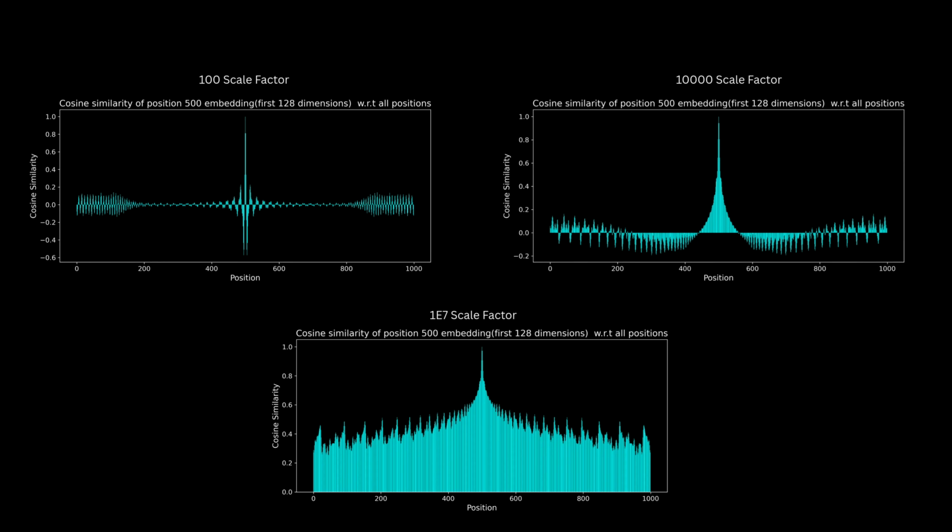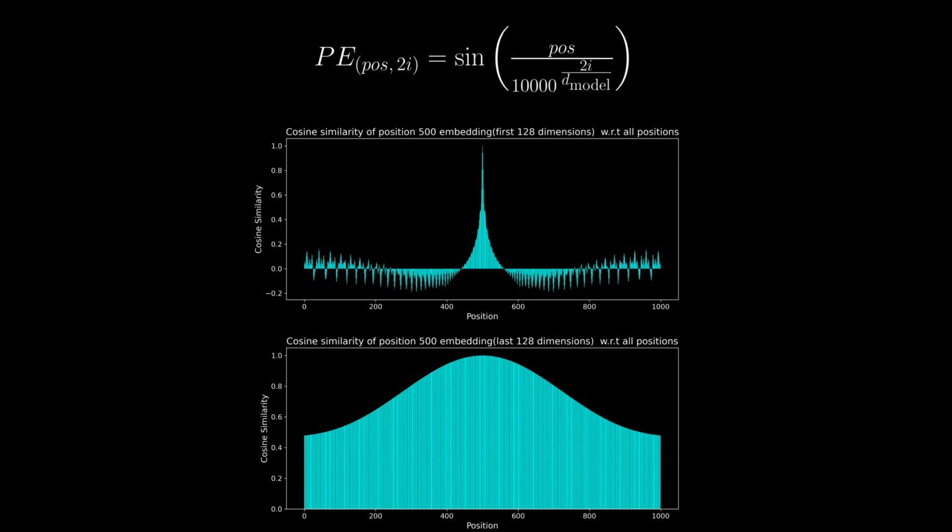So it makes sense to use 10K as the default scale factor, which probably was just a result of experiments and the fact that with 10K, the longest period is 20,000 pi, which is about 60,000 tokens. So it provides a meaningful variation across large context lengths. Furthermore, it gives us a multi-scale hierarchy. Early dimensions have high frequency and hence encode local positional differences. Later dimensions have very low frequency and hence encode coarser long-range structure.